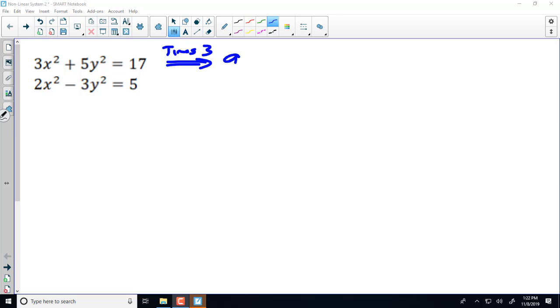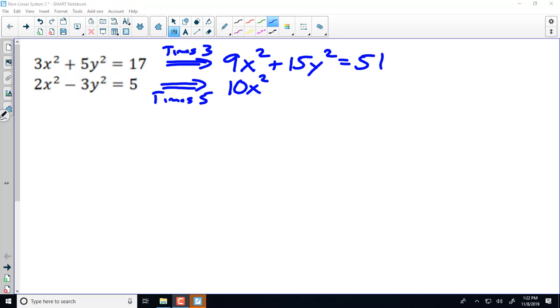If I do that, I get 9x squared plus 15y squared equals 51. The reason I'm doing that, everyone, is that if I multiply the second equation by 5, then I'll have a 15y squared in the first equation and a negative 15y squared in the second equation, and when I add them together, the y squareds will go away. Check it out. If I do this one times 5, then I get 10x squared minus 15y squared equals 25. Then we can just add them together and the y squareds will go away.